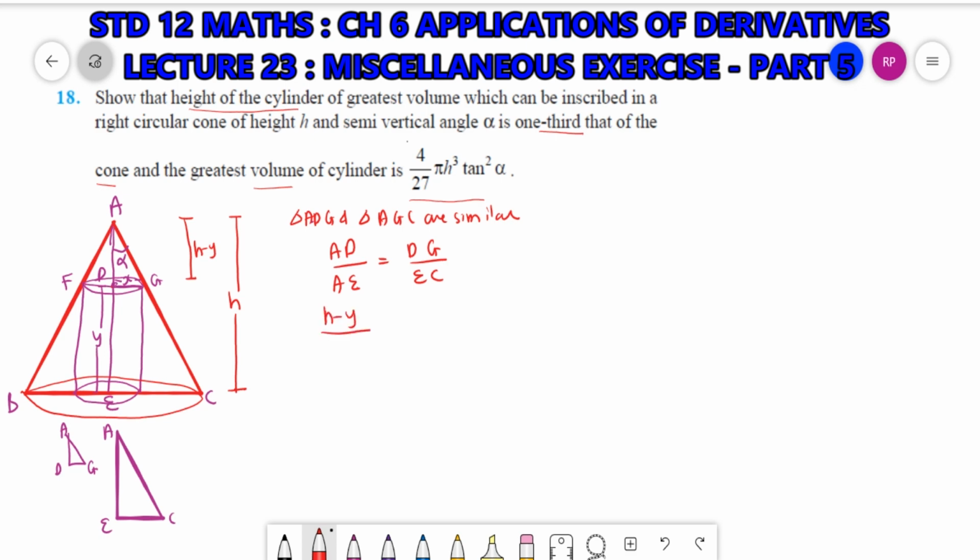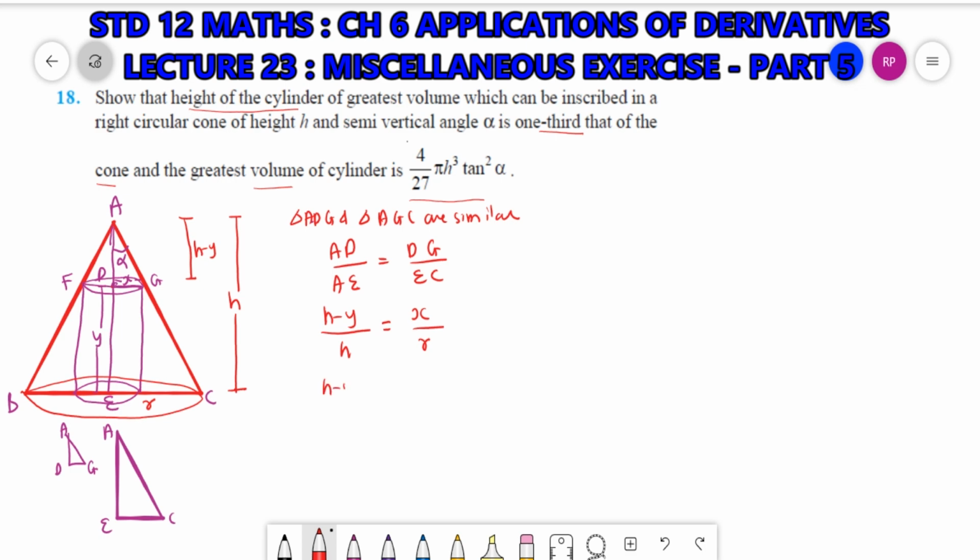Okay, and AE, that is H, that is equal to DG, that is X, upon EC. Let the radius of this cone be R. So X by R. Now see, we have to prove the height of the cylinder. So we want our terms in Y. So I will replace everything in terms of Y.